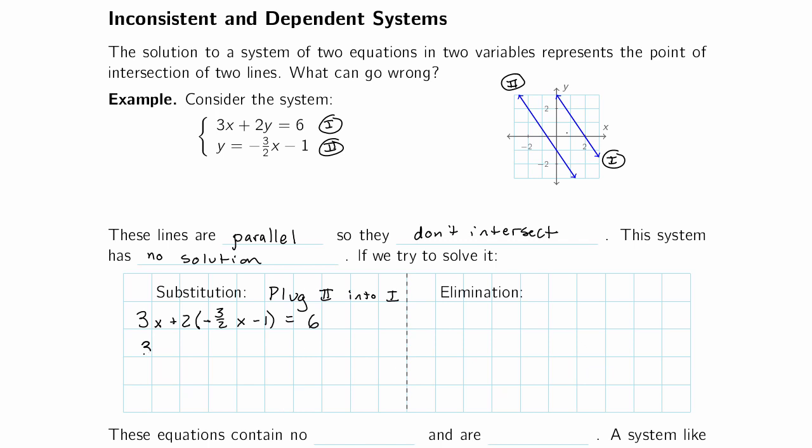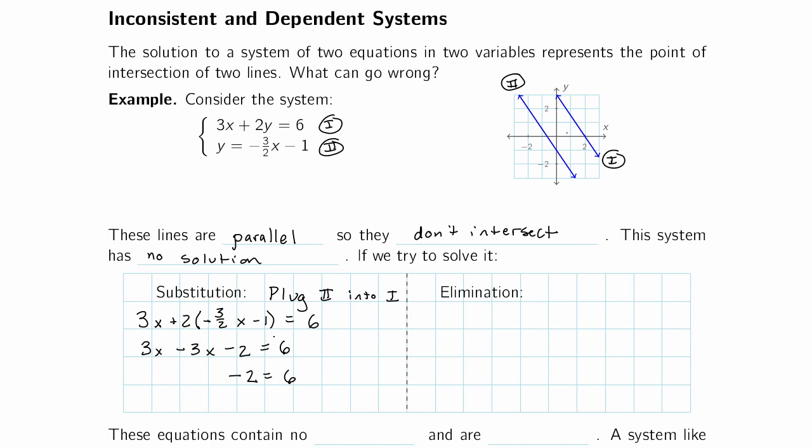Distributing here, I've got 3x minus 3x minus 2 equals 6. When I combine like terms, I just get negative 2 equals 6. And that just isn't true.